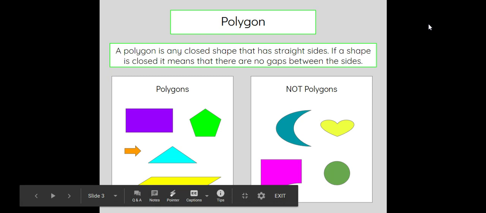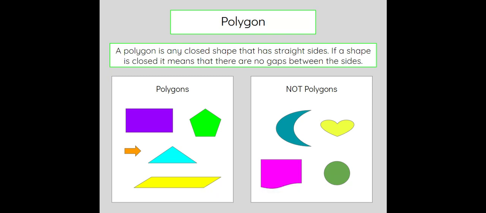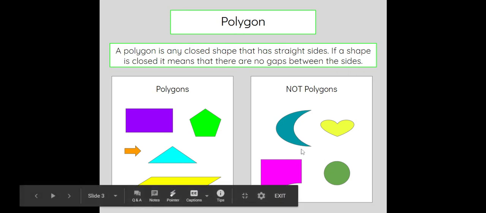So to begin with, a polygon. This might be a review for some of you. A polygon is any closed shape that has straight sides. If a shape is closed, it means that there are no gaps between the sides. So here we have closed shapes and straight sides. Here are some examples of shapes that are not polygons because their sides are not straight, or some sides are not straight.